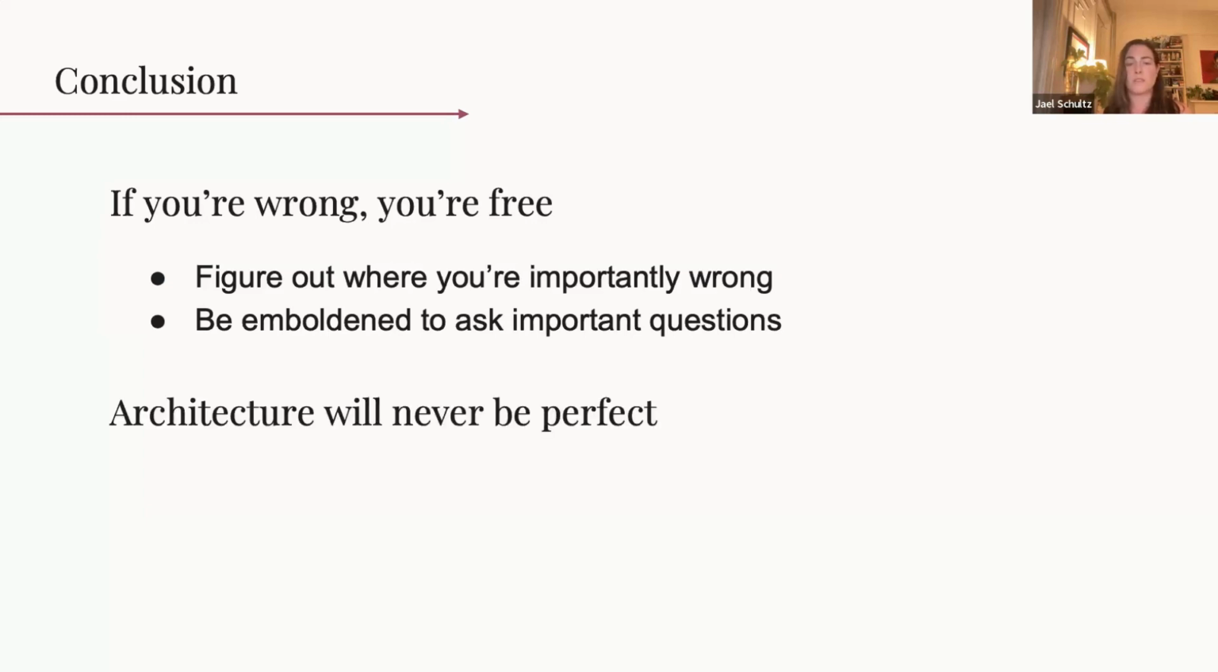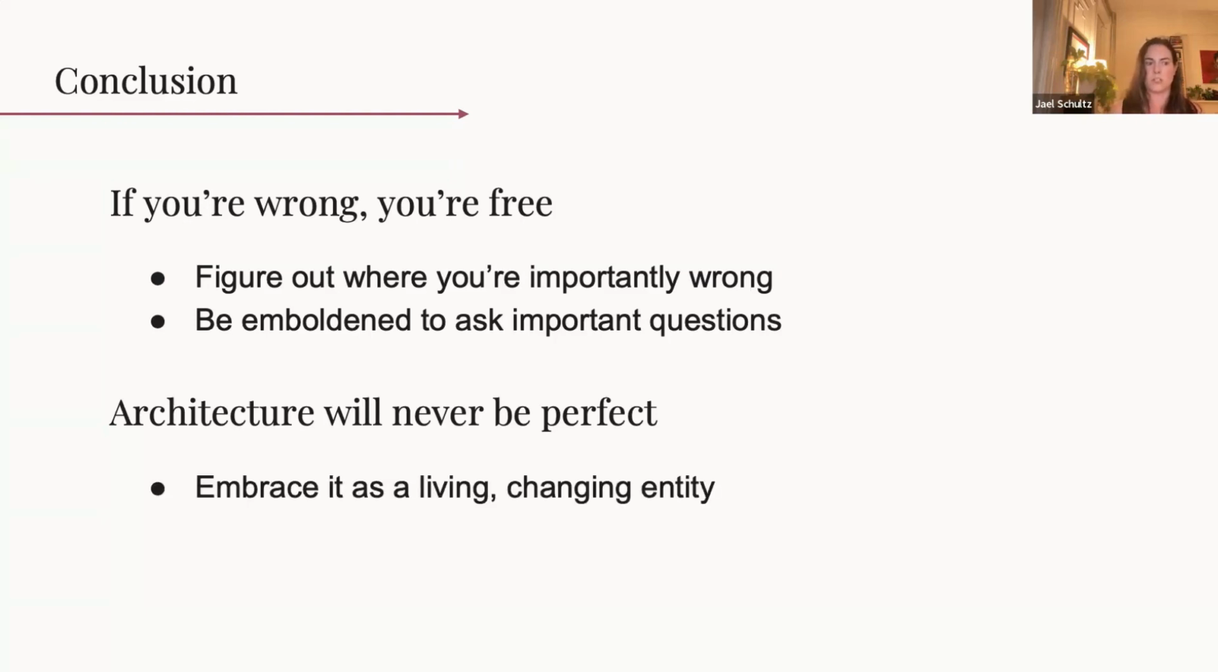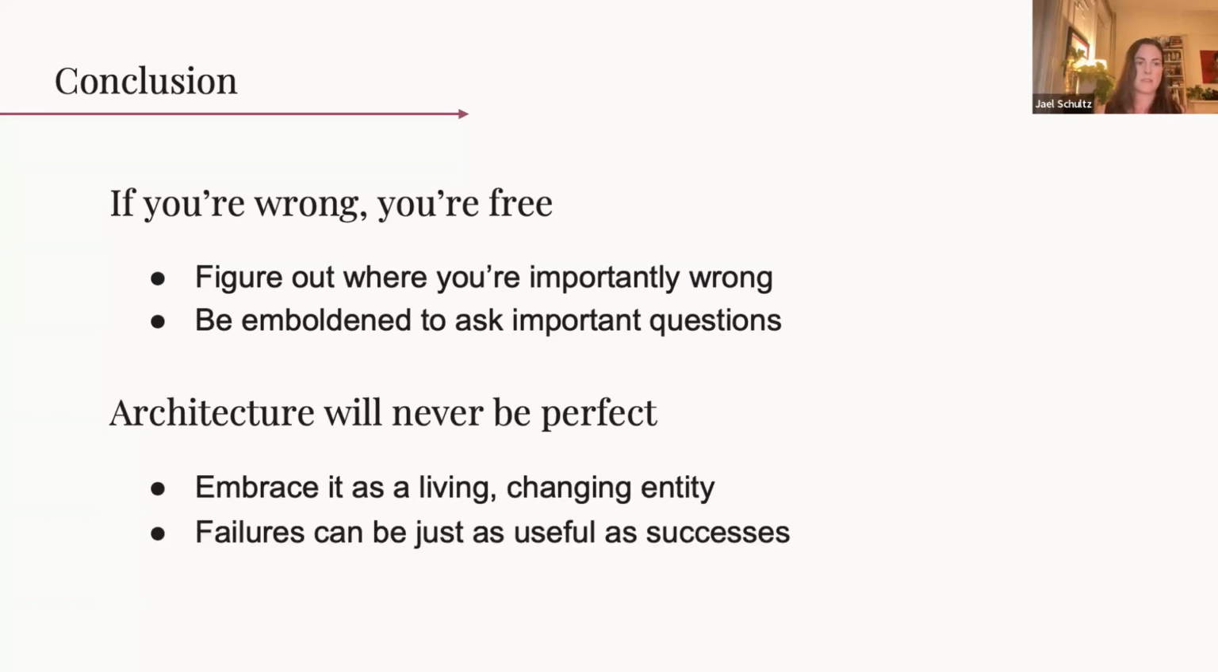And architecture will never be perfect. Systems will never be perfect. Designs will never be perfect. It's going to be a living, changing entity because we work in digital. And failures can be just as useful as successes. So we need to get things out into that living, breathing entity. And we don't have to worry about succeeding all the time because a failure can be just as useful. I think the way that I would sum up the idea is be enthusiastically flawed, and then you can be enthusiastically functional in what you're building.